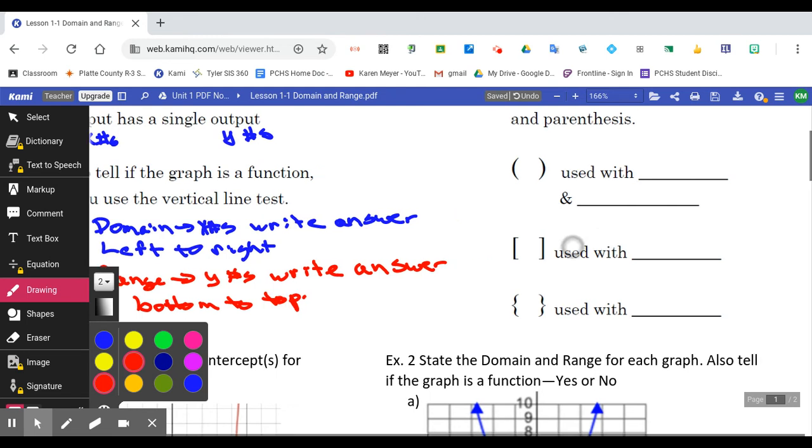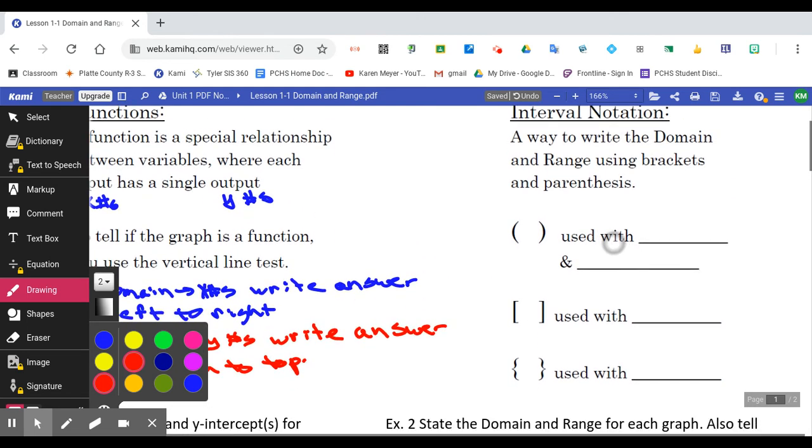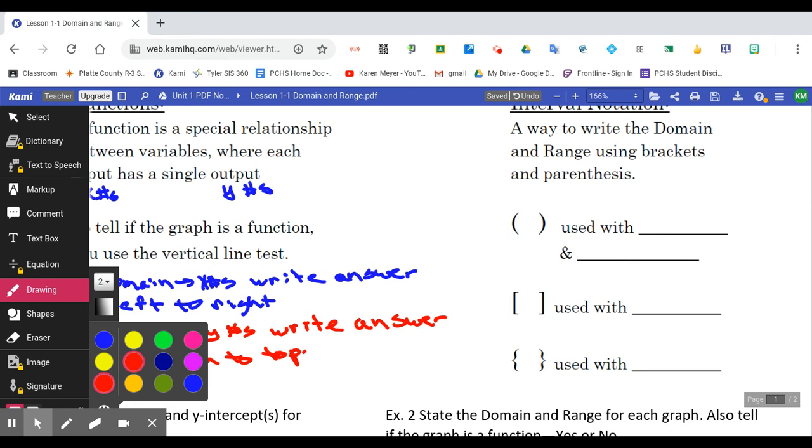Now, to help us write an answer, if I go over here to the other side, we have to talk about different notations that we're going to use. So we're going to use parentheses around it if there happens to be an open circle on the graph, or if you're touching an arrow. And when things go on forever and ever, then we say that they're going to infinity. So we do have our little symbol for infinity, and we always put parentheses around that.